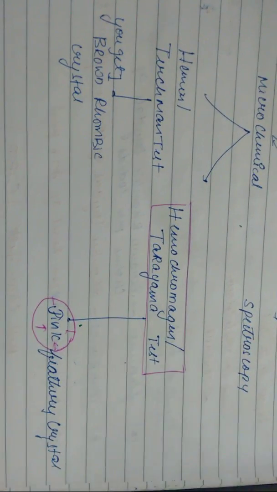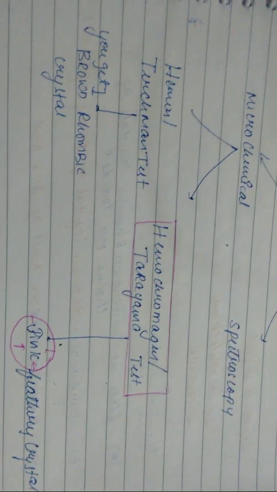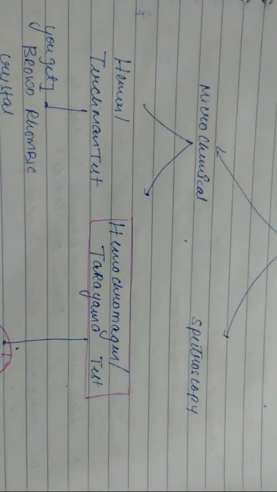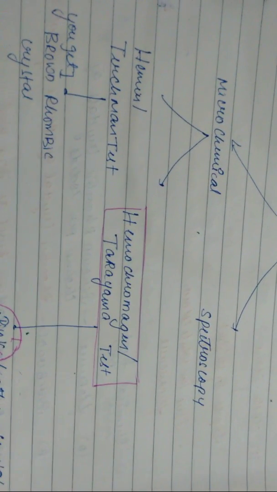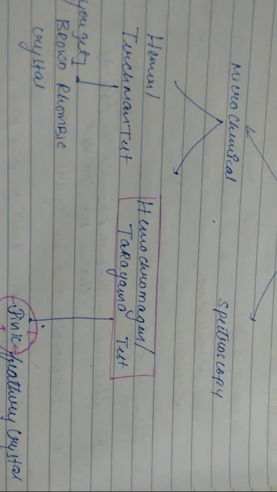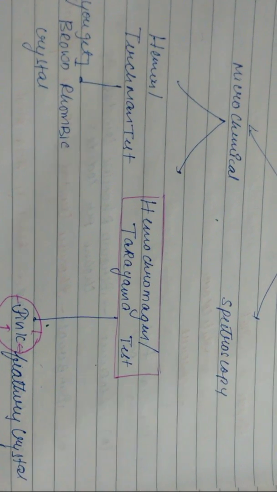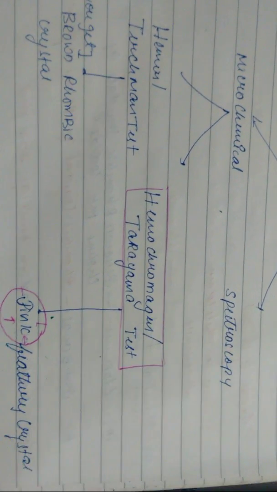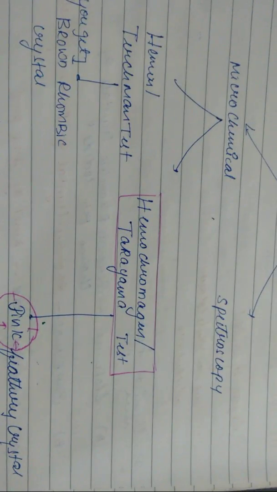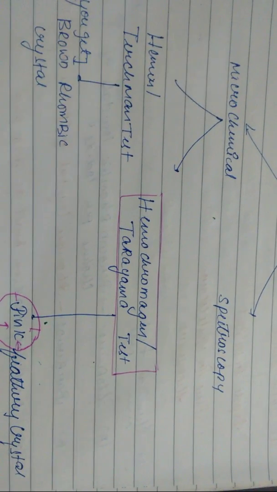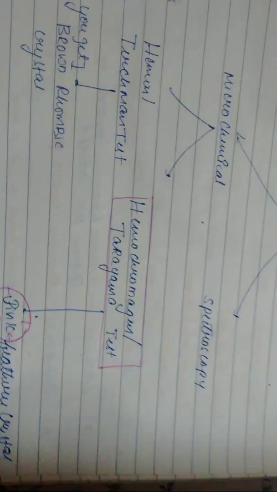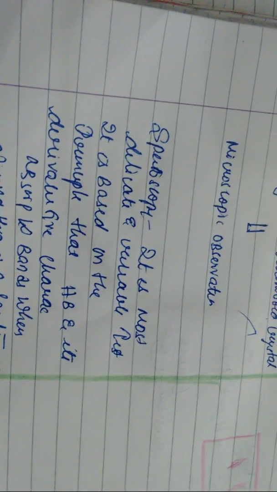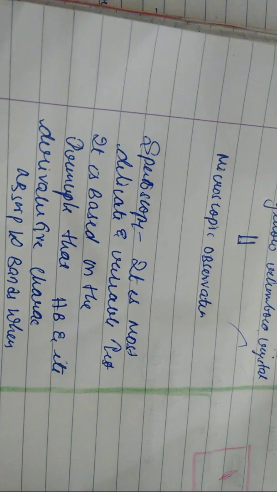Pink feathery crystals. And next we have the next method of confirmatory test, which is spectroscopy. What is spectroscopy? Spectroscopy is the most delicate and reliable test. It is based on the principle that hemoglobin and its derivatives give characteristic absorption bands when viewed through a spectroscope. So what is it trying to tell here? It is trying to tell that it is the most delicate and reliable test.